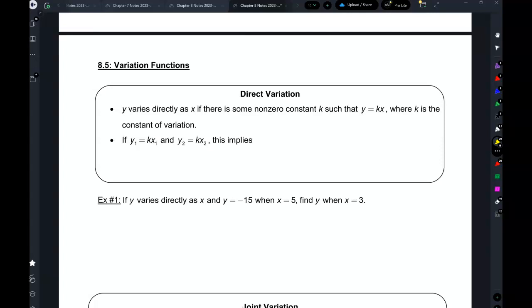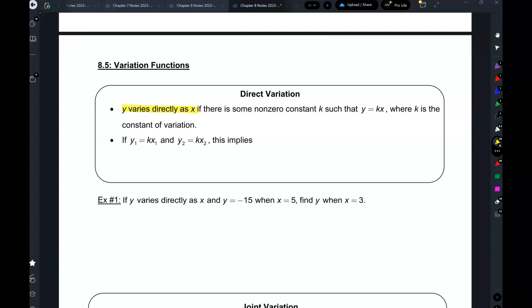So for example, let's say there are two things, X and Y. Suppose when you double X, Y also doubles. That's direct variation. When you multiply X by 3, Y gets multiplied by 3. When you divide X by 5, Y gets divided by 5. This is direct variation. Mathematically, we say Y varies directly as X. That's the term.